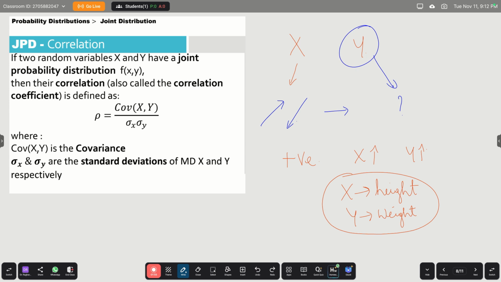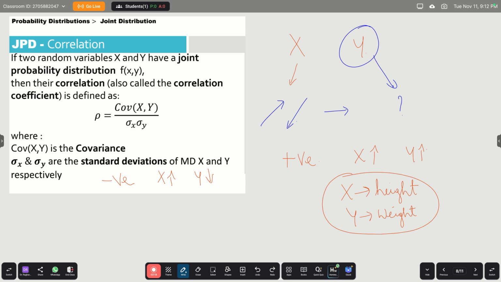And let us consider one example for negative correlation. What is negative correlation? Whenever x increases, y value decreases. Okay, so it goes in the opposite direction. If x increases, y will decrease, and if x decreases, y will increase. Then we say there is a negative correlation between x and y.